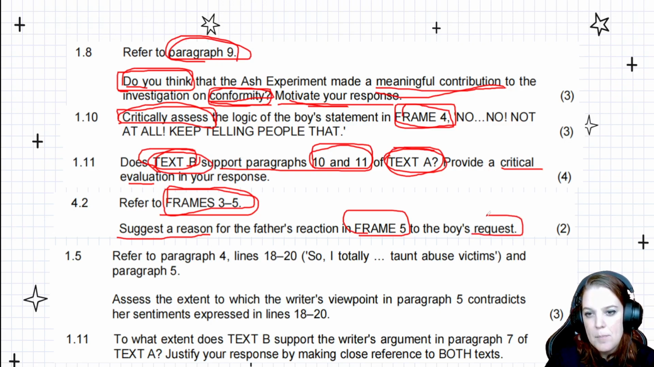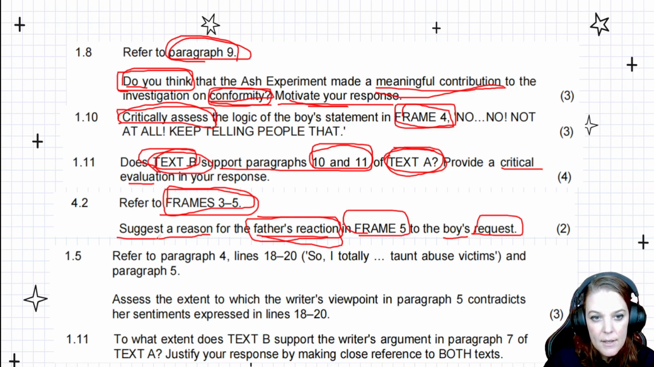A request is something being asked. So the boy is obviously asking something in frame 5 or maybe in a previous frame, and what is the father's reaction? What is his facial expression? What is he verbally saying? What is his body language?